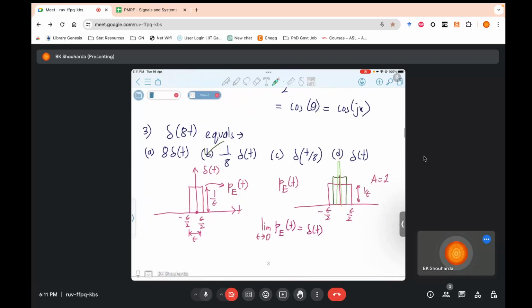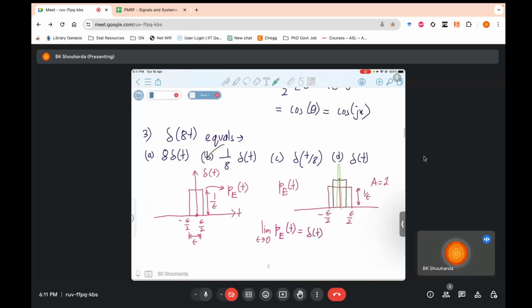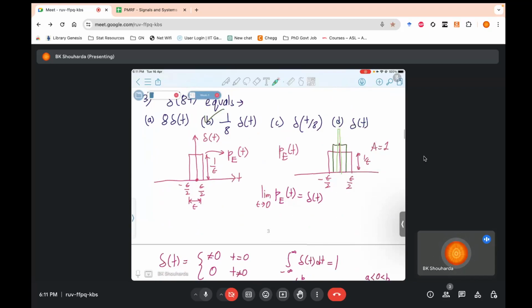You also need to revise some of the concepts related to these standard signals. The first standard signal that we learned in this course is the Dirac delta function. The Dirac delta function can be modeled in a variety of ways. You can show it as a rectangle with an infinitesimally small width and height becoming infinitely large. That's one way. Another way could also be the triangular pulse.